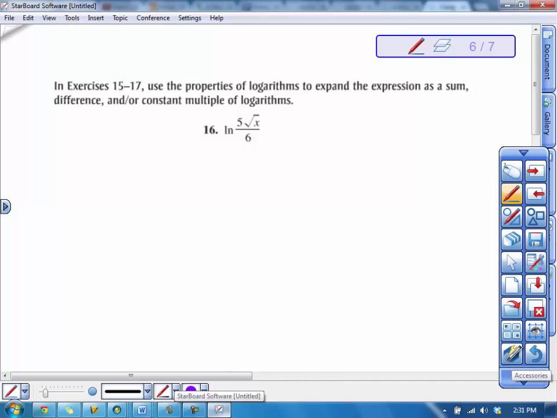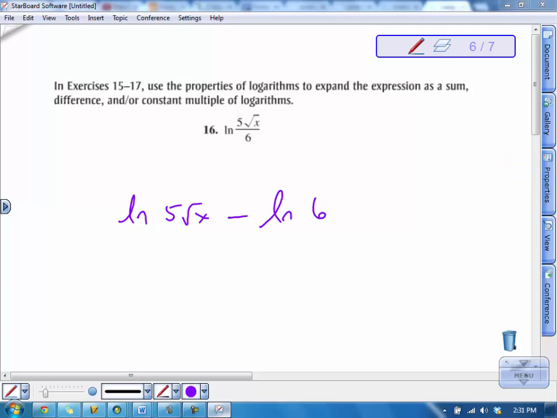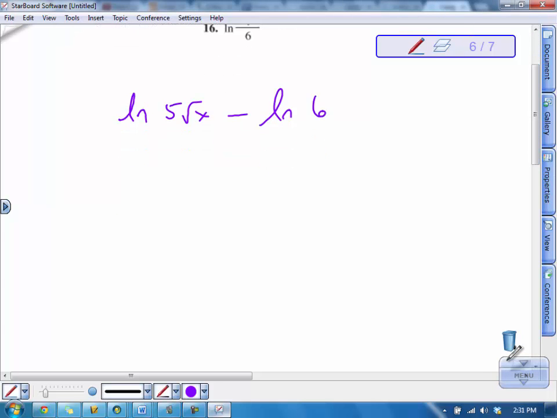Okay, let's use properties of logarithms to expand this. So we have a property in our formula sheet that says we can do the quotient, we can make that a difference. So the natural log of 5 square root of x minus the natural log of 6. And then we have another one that says that the product, we can make that natural log of 5 plus natural log of the square root of x, which I'll write x to the 1/2 instead of square root of x. We still got to subtract the natural log of 6.